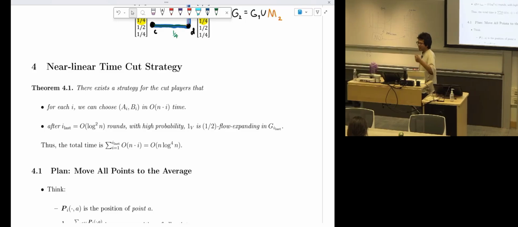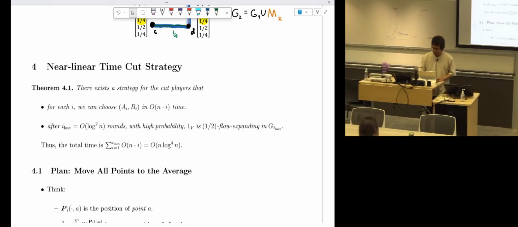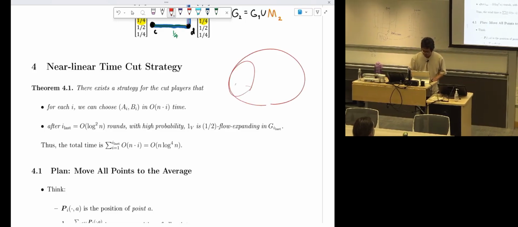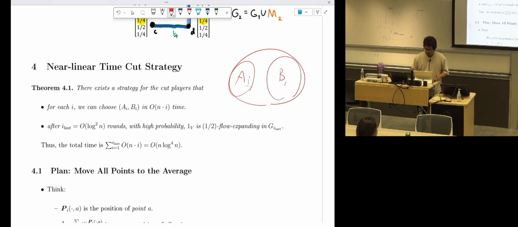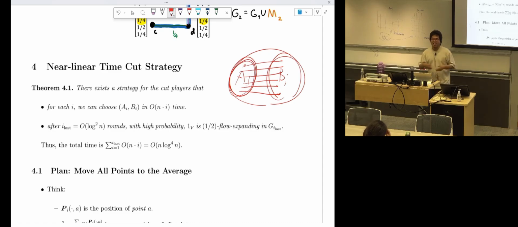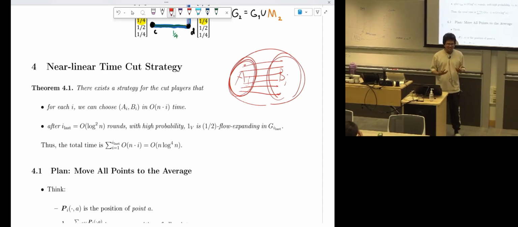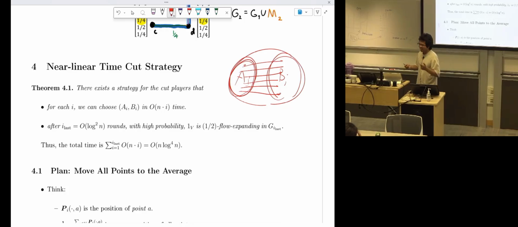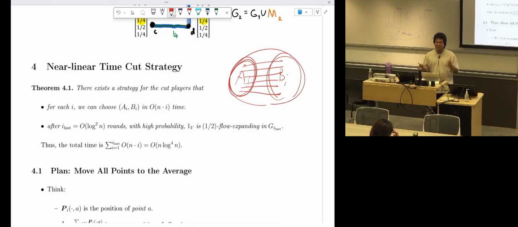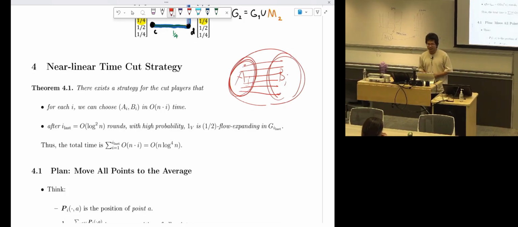So in each round, a cut player chooses A_i, B_i, and then the matching player needs to match all of the A_i to B_i. B_i can be bigger, but A_i, the smaller set, needs to be all matched in some arbitrary way. And we want the cut player to choose these so that no matter what, after a few rounds, the union of these matchings is an expander, right?